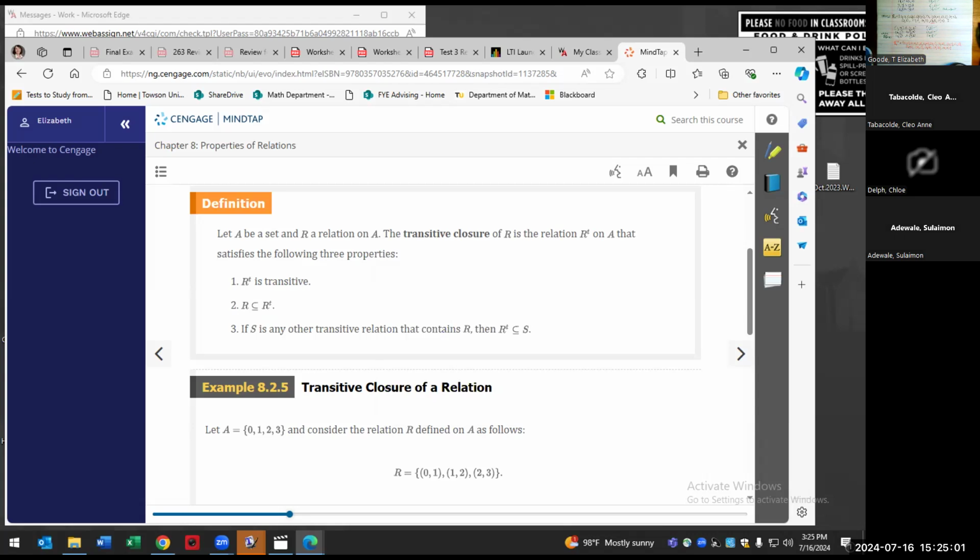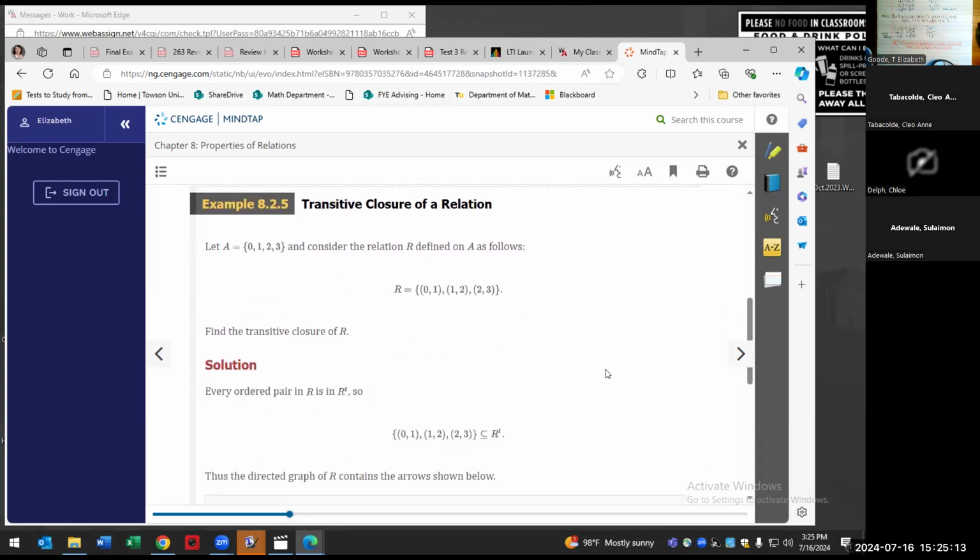Okay. And then if S is any other transitive relation that contains R, then RT is contained in S. This third property is redundant, and a little bit obscure, which is why I did not include it. I included the first 2 parts of the definition because that's sufficient. You know how sometimes definitions are redundant.